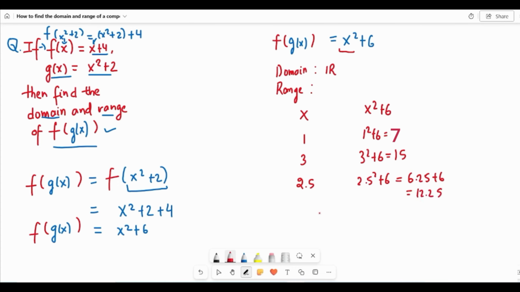I can even take x to be 0. In that case, x squared plus 6 will be 0 squared plus 6, that is equal to 6. For a negative number, let's say -5, x squared plus 6 will be (-5) squared plus 6, that is equal to 31. You can take as many values as you want for x, where x is any real number.